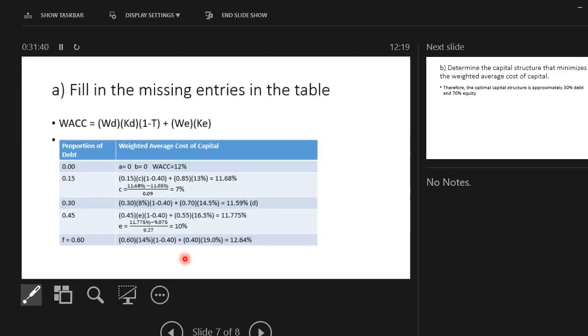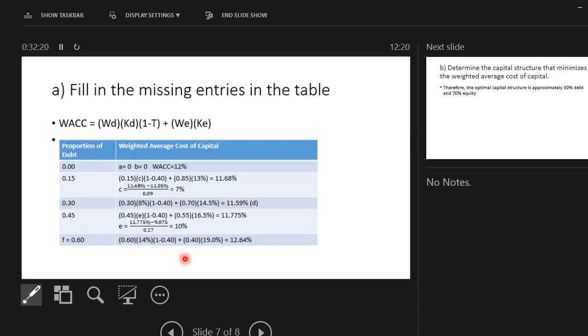WACC, or weighted average cost of capital, is equal to the weight of debt, multiplied by the cost of debt. Remember, KD is the cost of debt, okay? Multiplied by 1 minus T, and T, remember, is your tax rate.